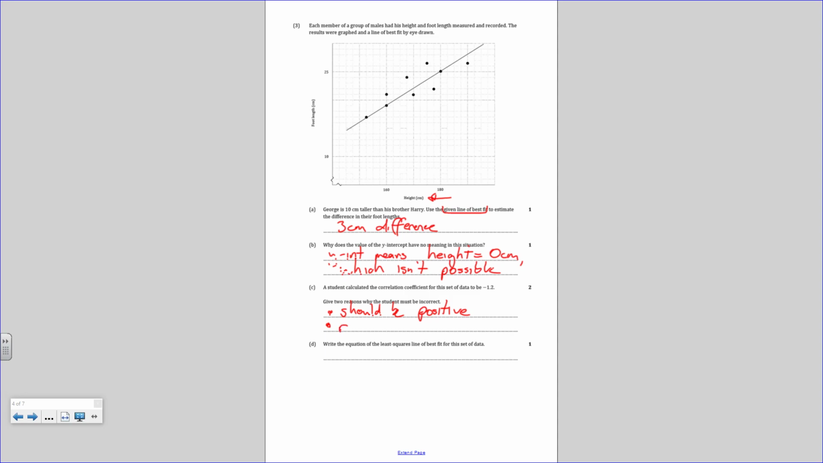So basically, if we just say R needs to be between negative 1 and 1. Alright, just conceptually, it needs to be between negative 1 and 1. This student found it to be negative 1.2. It's not possible for it to even be correct.